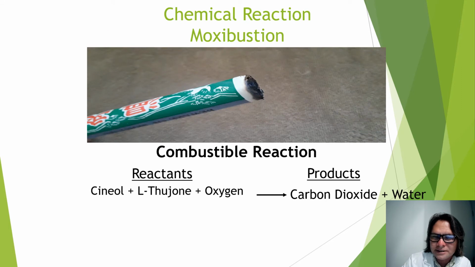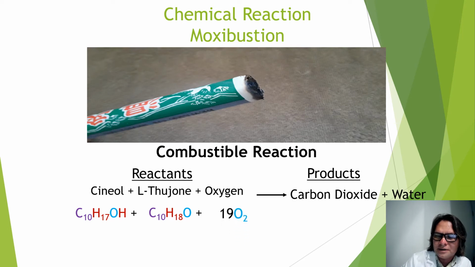And the chemical reaction: when we burn moxa, it's a combustion reaction, and we call it moxibustion. The reactants, of course, are the primary compounds plus oxygen, because we need oxygen to burn, and the products, of course, are carbon dioxide and water, and some other things we'll go over. Okay, so here are the atoms that make up the compounds for Cineol, and then the atoms that make up the compounds for L-Thujone, and of course oxygen to allow it to burn.